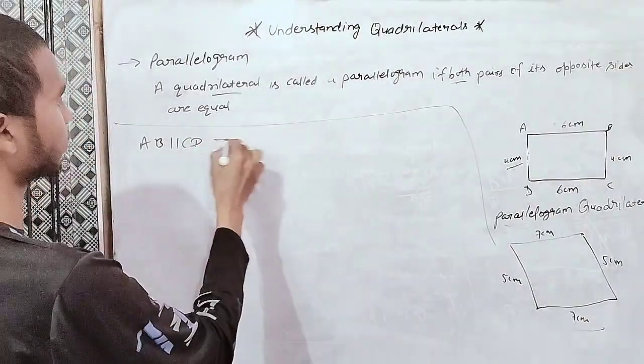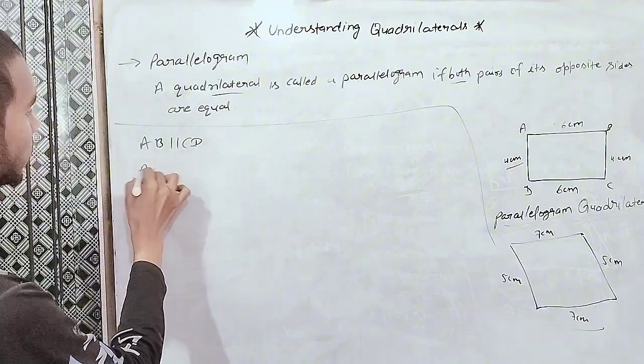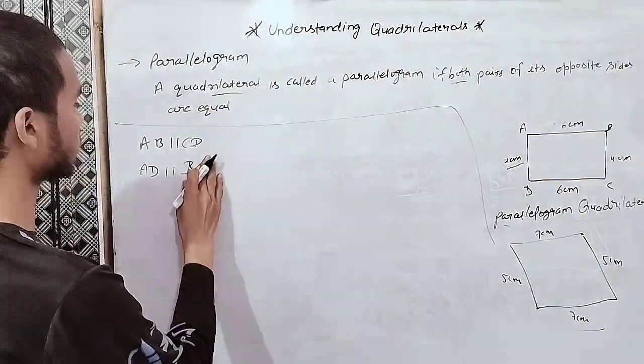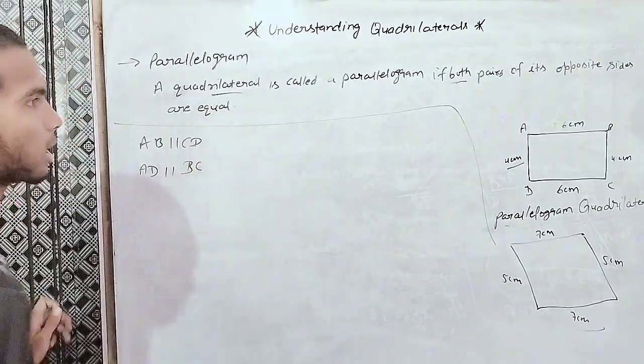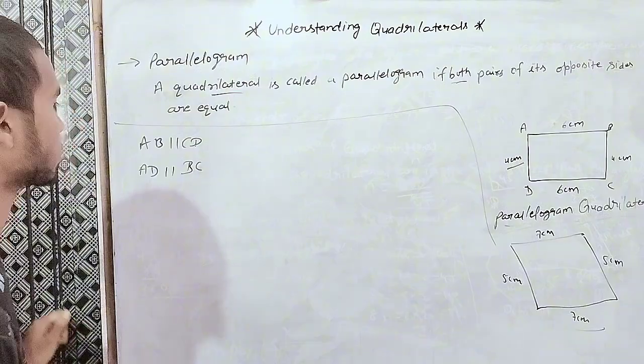This is the first pair, and AD is parallel to BC. This is the second pair. Do you agree? This is the first pair, and this is the second pair of parallel lines.